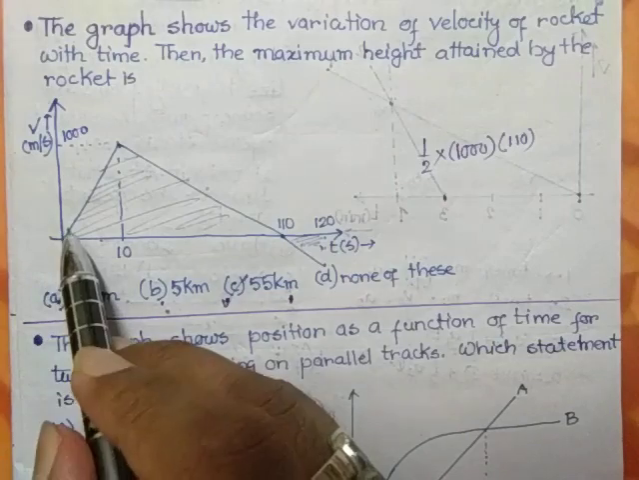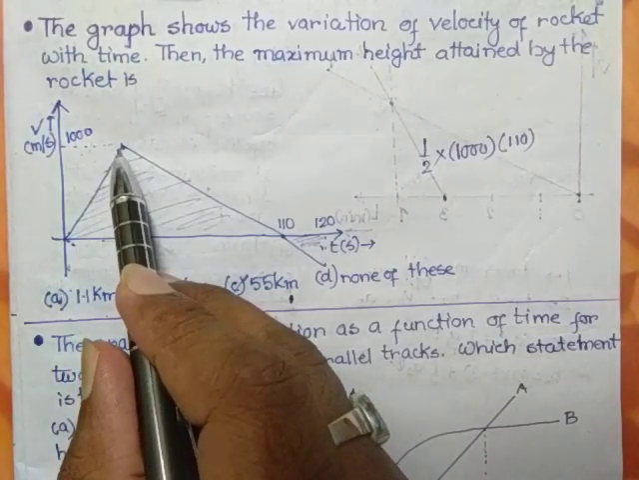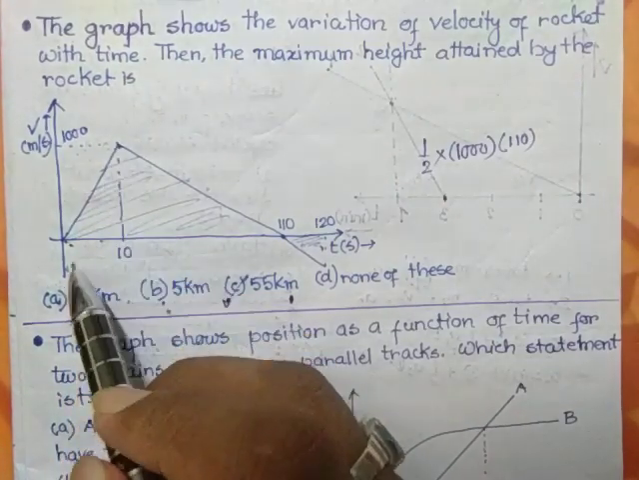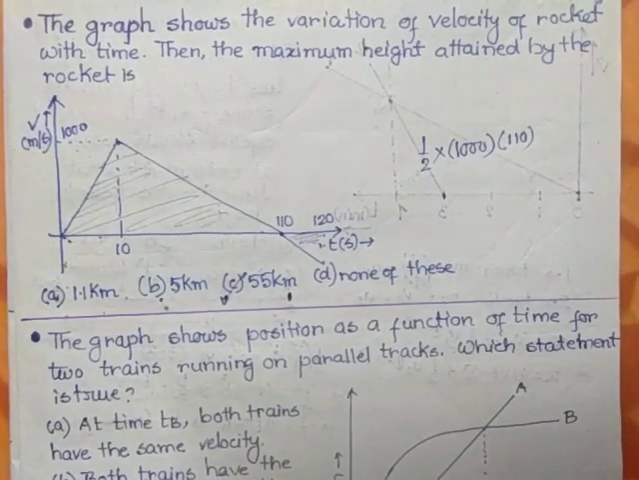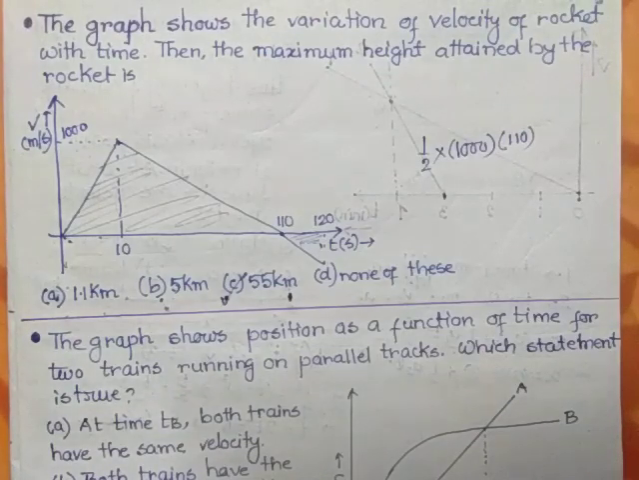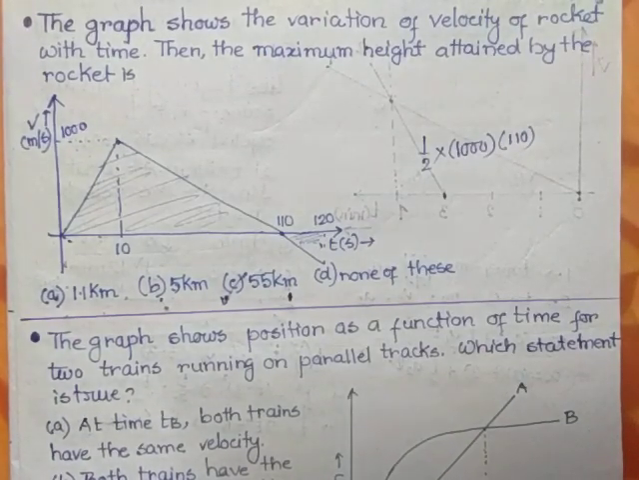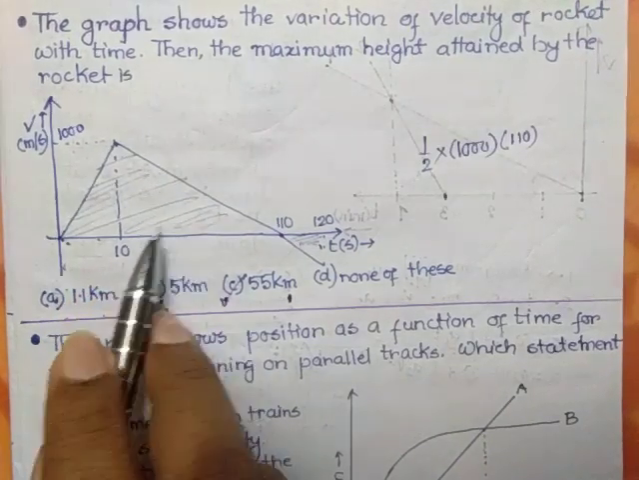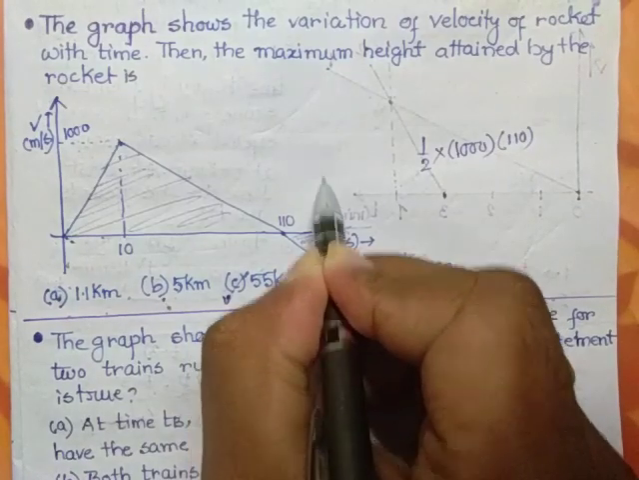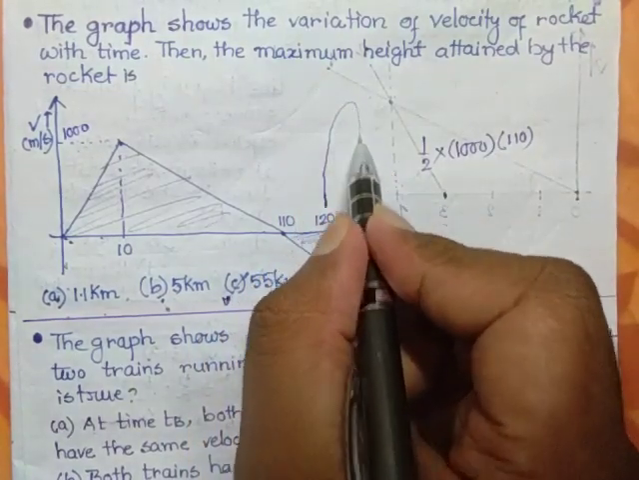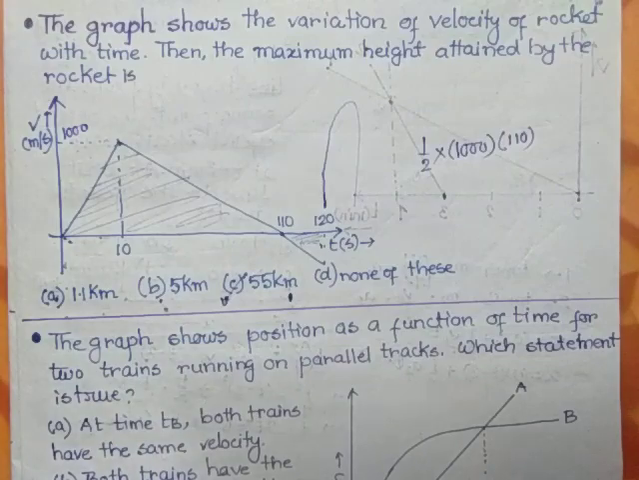So what basically happens is the velocity is increasing and attains the maximum value of 1000 meter per second within 10 seconds. After that the velocity is decreasing for 100 seconds and becomes 0. Then it switches its trajectory, and after that it is decreasing and then again returns back. Within 10 seconds it returns back.